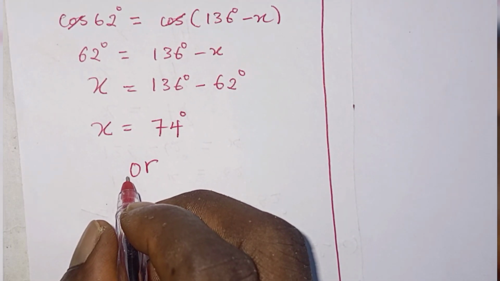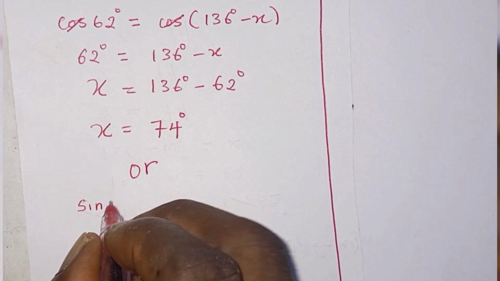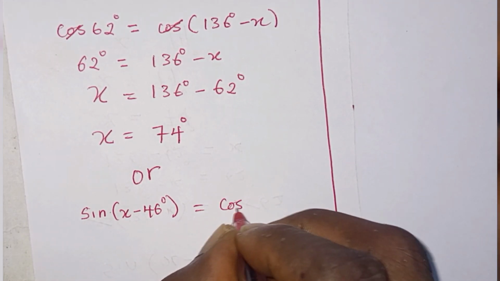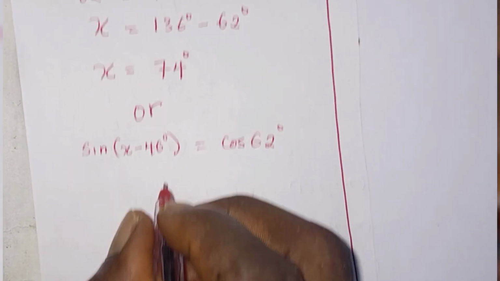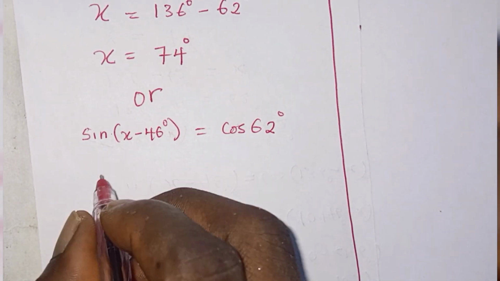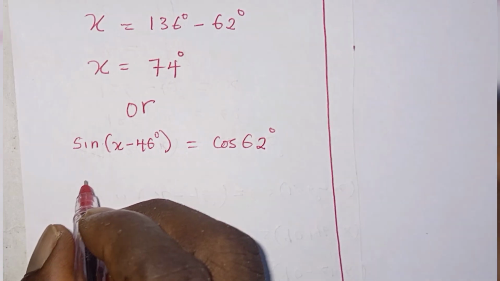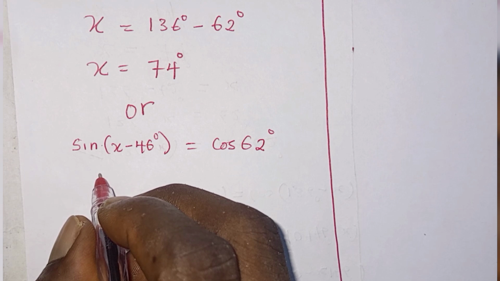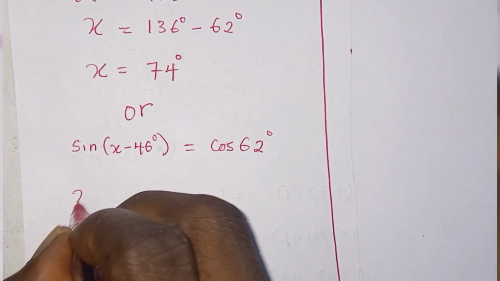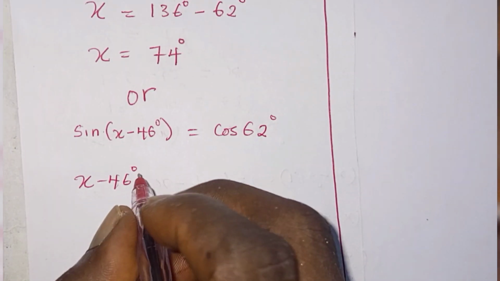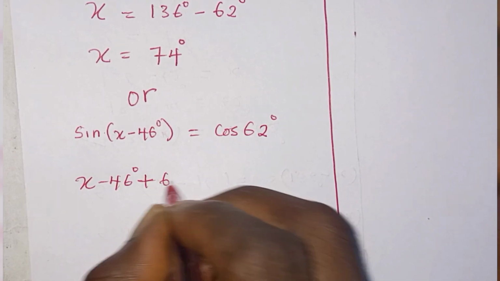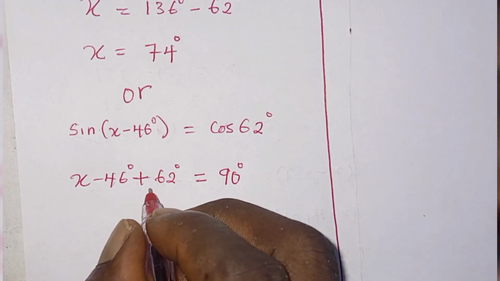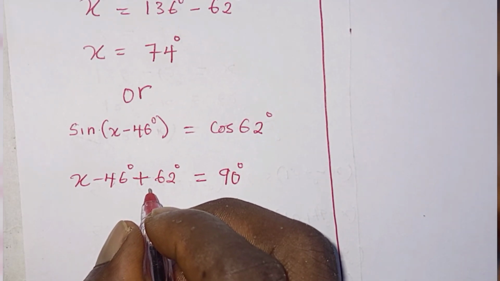You can also use another method, method 2. Don't forget that this question is sine (x minus 46 degrees) equal to cos 62 degrees. Method 2 says that we should add the two angles together. The summation of the angles should be equal to 90 degrees, because complementary angles mean the sum of the two angles gives 90 degrees. That is x minus 46 degrees plus 62 degrees. The sum of the two angles should be equal to 90 degrees, because they are complementary angles, and complementary angles mean the summation should be equal to 90 degrees.